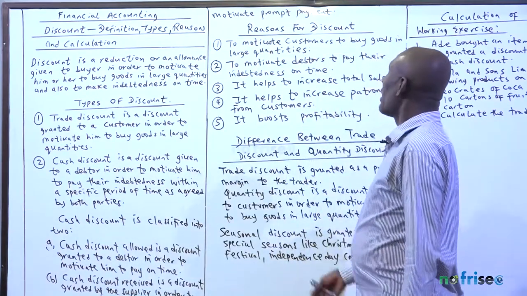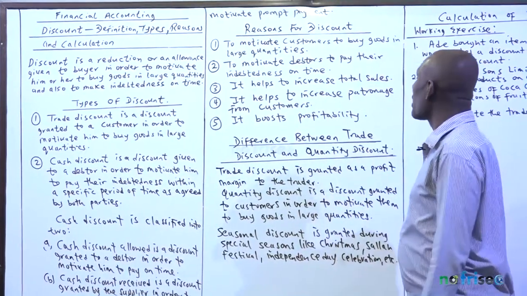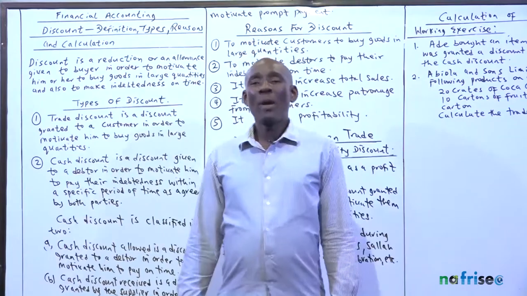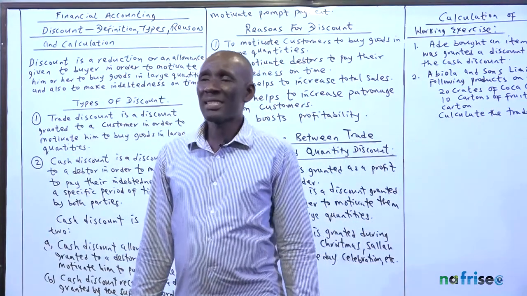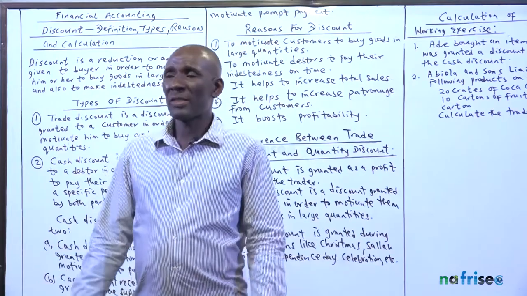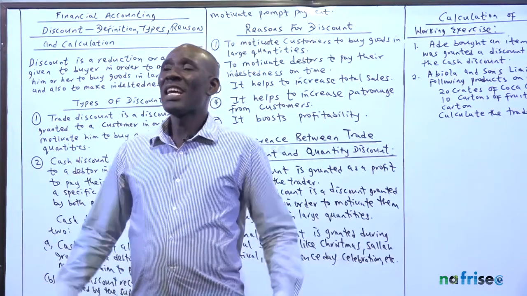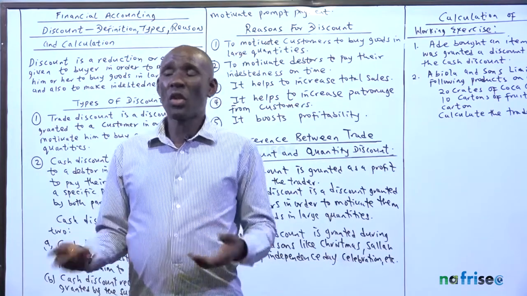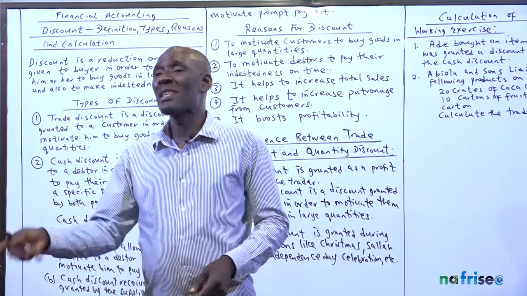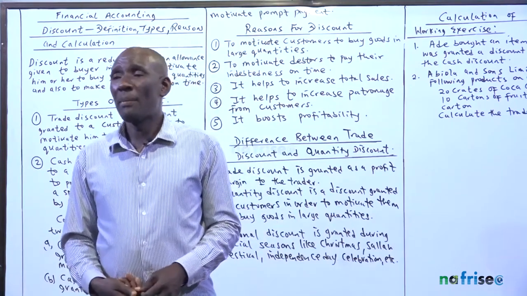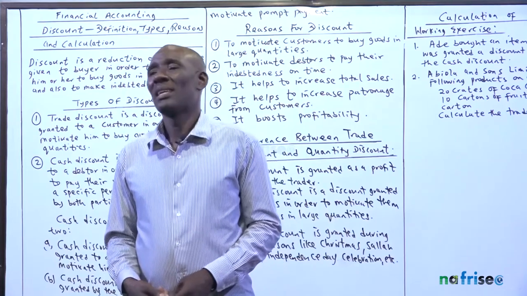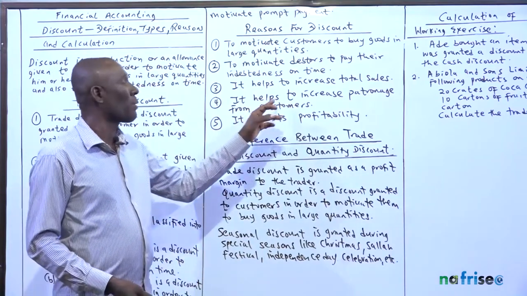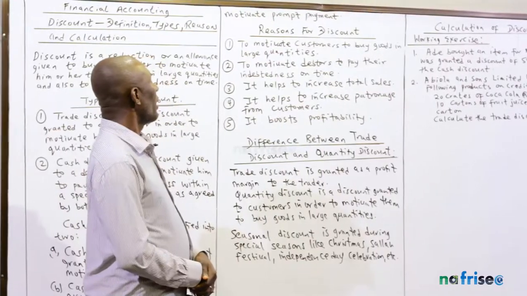Having said that, another reason why we have discount is that it helps to increase total sales. How does this happen? When you offer a customer a trade discount, it will motivate him to buy goods in large quantities. When he buys goods in large quantities, it will increase the turnover, the total sales, and the rate of turnover of that product, thereby increasing the profitability of that business. So discounts, to a large extent, especially the trade discount, help boost the profitability of the sales of an organization.